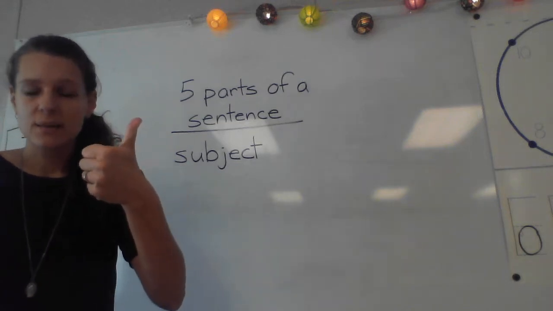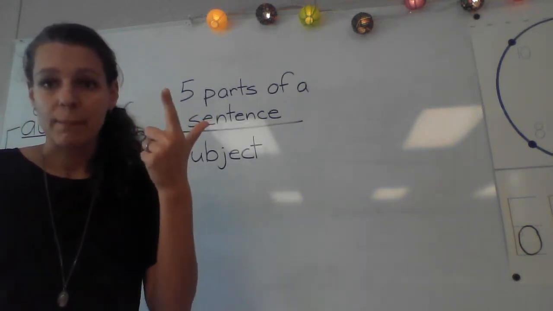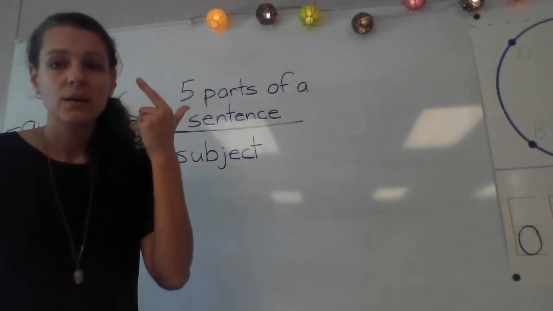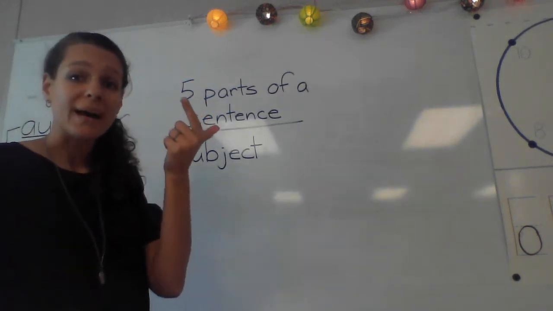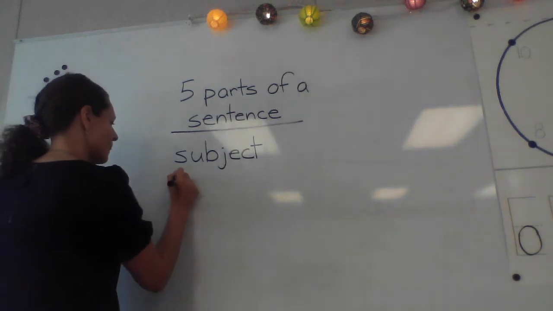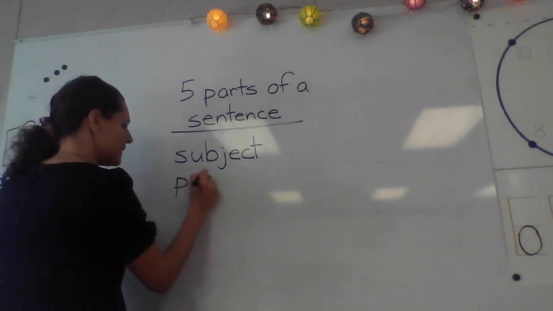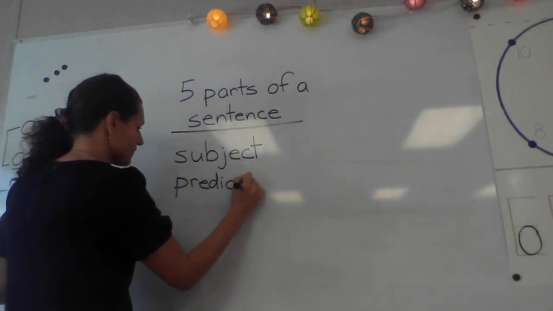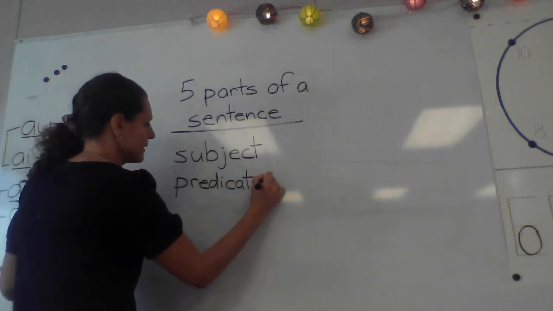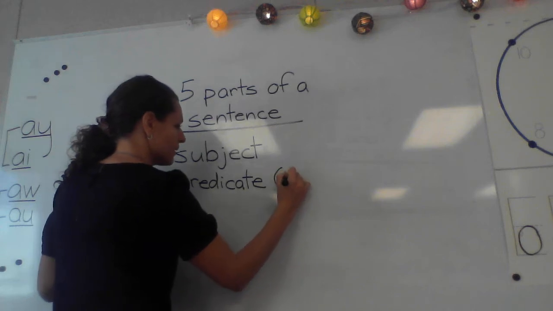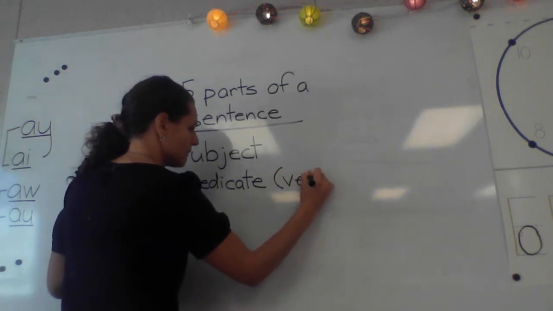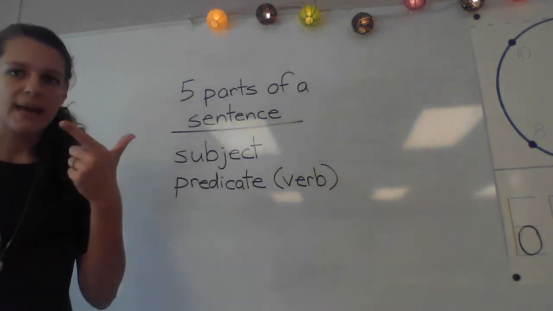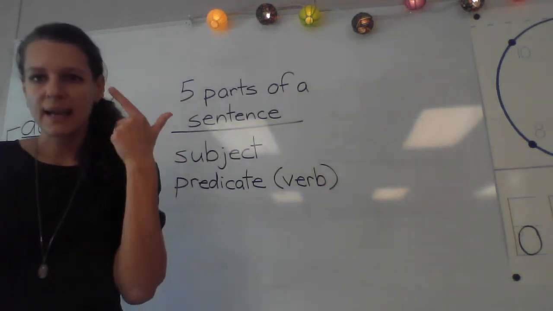All right, next we need to have what happens. And what do we call that? Good, we call that the predicate. And what part of speech is our predicate? Good, it's a verb. Something that happens has to be a verb. All right, so we have our subject and our predicate.